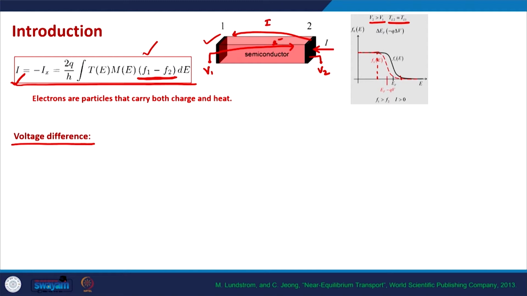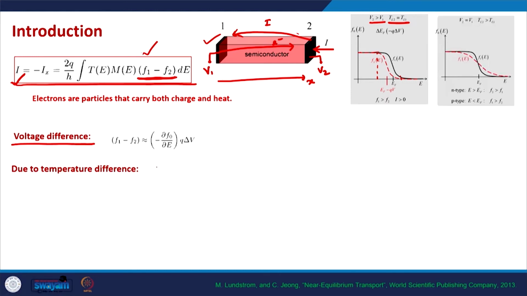So the positive current in this particular discussion was assumed to be in the minus x direction, because this is the x direction and we are assuming positive current from contact 2 to contact 1, which is the minus x direction. Okay. So this we have discussed in great detail now, that because of the voltage difference there can be a current in a conductor. Also, due to temperature difference, F1 minus F2 can become non-zero, and this is the scenario.